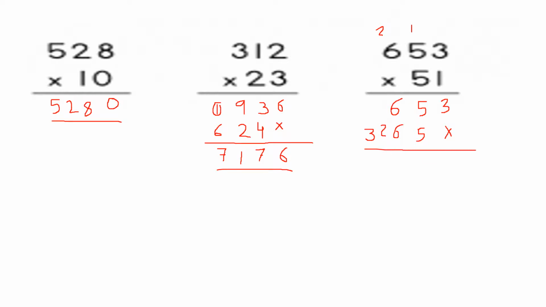Now children, add this. Now 3, 5 plus 5 is 10, 0 here, 1 carry. Now 1 plus 6 is 7, 7 plus 6 is 13. Again 3 here and 1 carry. Now 1 plus 2 is 3 and there is no number below, so you will write 3 again. So what is your answer? You can see 33303. 33,303.